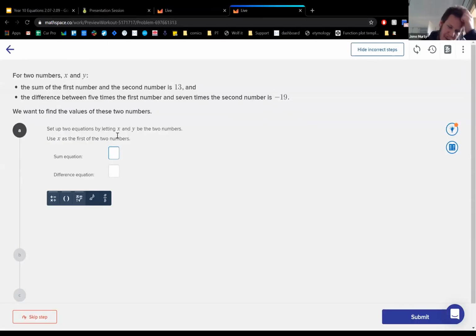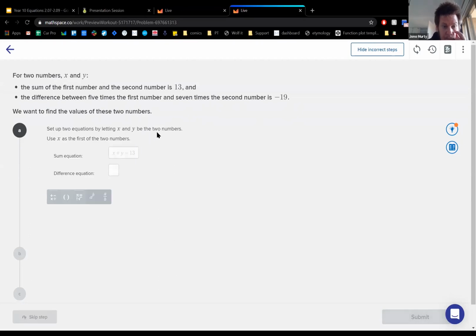These are the kind of things you probably remember doing in primary school, where someone's like, I'm thinking of two numbers. So the sum of the first number and the second number is 13. And the difference between 5 times the first number and 7 times the second number is minus 19. Sum equation, that's nice and simple. X plus y is equal to 13.